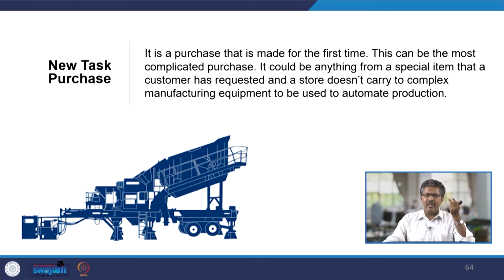So, new task purchase, as it says, is a purchase that is made for the first time, and this can be the most complicated purchase. As I said, now Hindustan Zinc does not have any idea about fertilizers. So, it could be anything from a special item that a customer has requested and a store does not carry, or store here means the company does not carry, to complex manufacturing equipment, right, to be used for automated production, right.